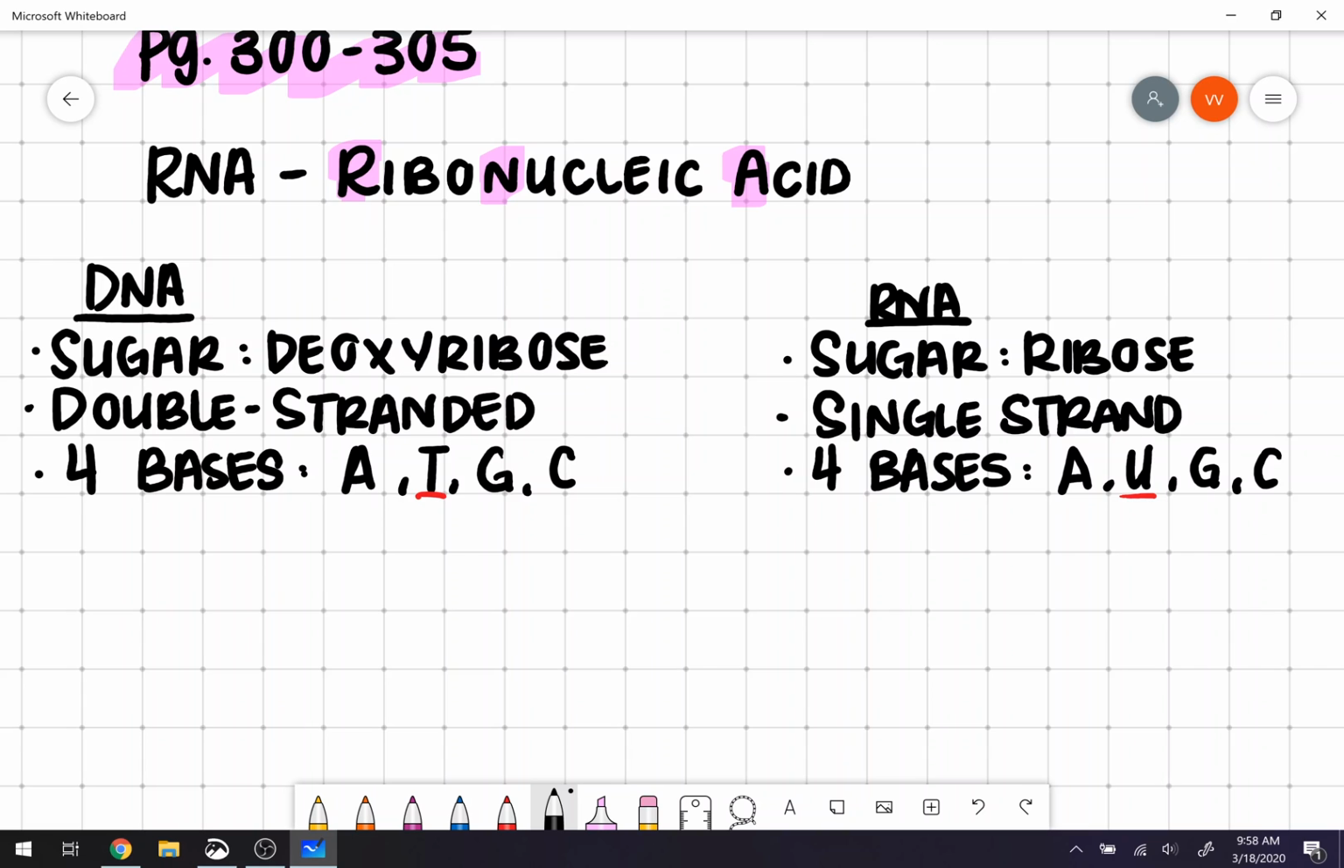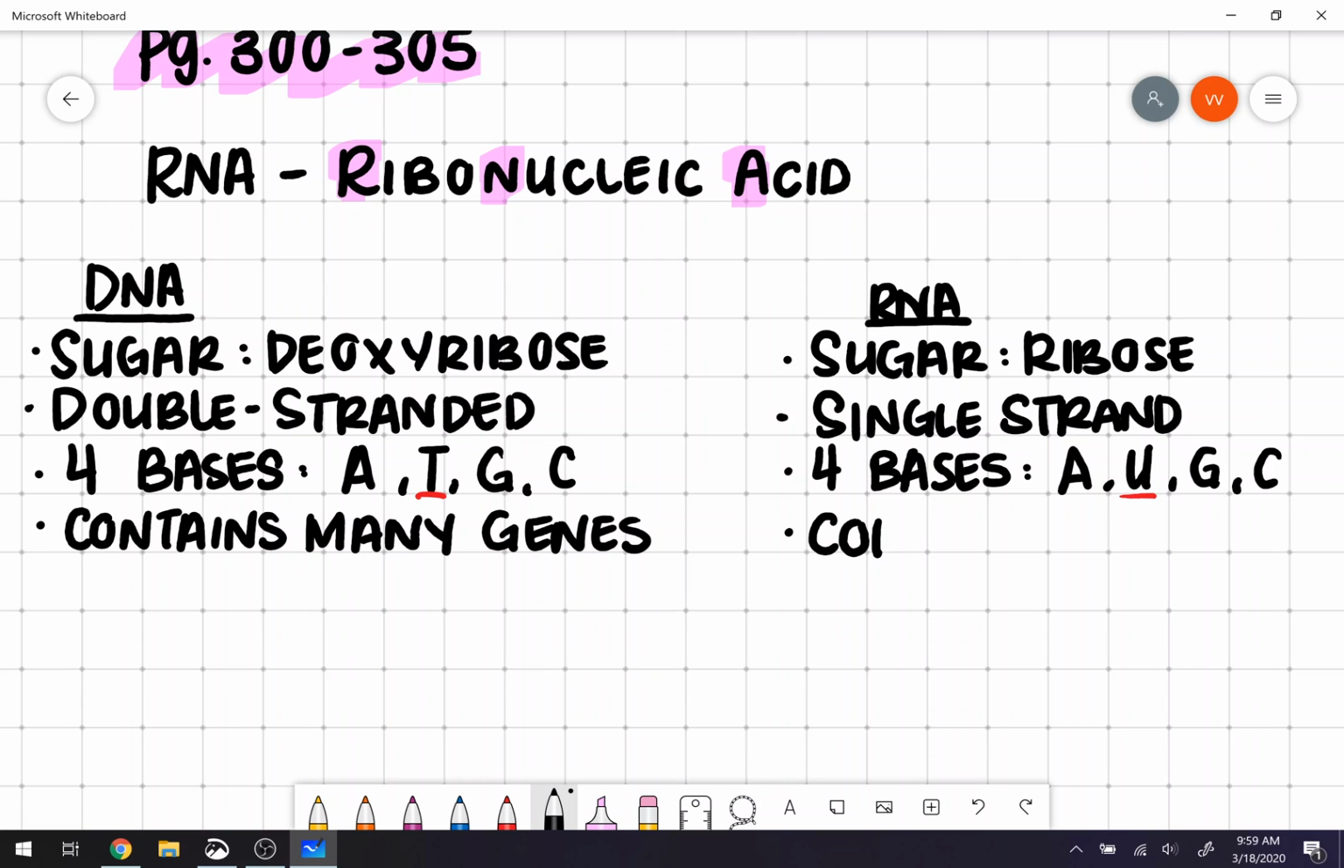Okay, the last thing that you need to remember is that DNA is a very large molecule that contains many genes. And RNA is a copy of one gene that is found on DNA. Whichever gene it needs to copy, for whatever reason, to make whichever protein is necessary.